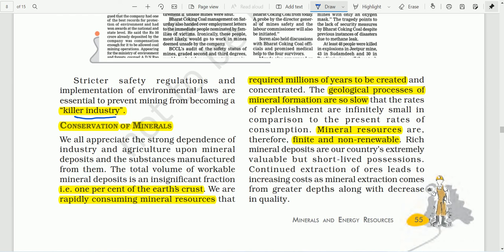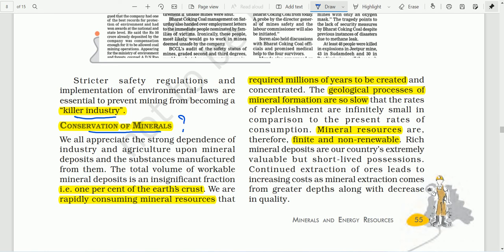And next we have the conservation of minerals. Can you tell me what we mean by conservation, why conservation of minerals is needed, and what the different methods of conservation are? See, conservation means wise use of something. Wise use of a mineral is known as mineral conservation, so that it can last a longer time.